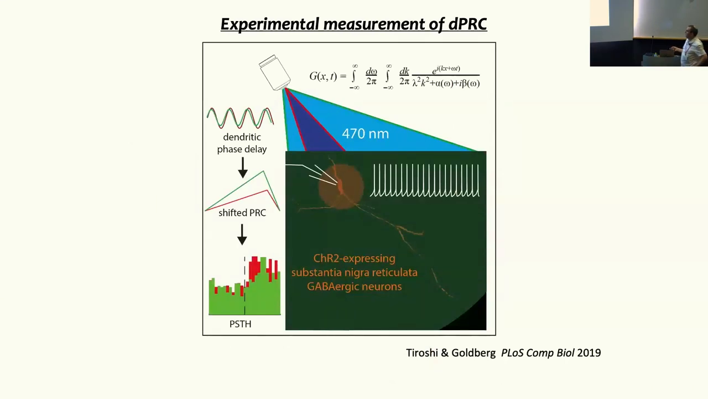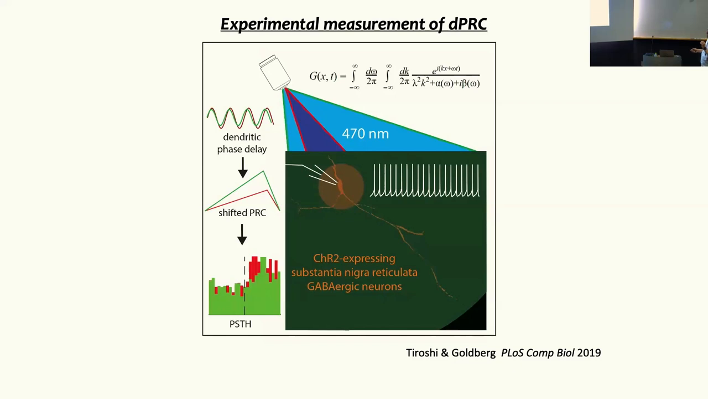Okay, so we also recently developed a method, not perfect, to measure these dendritic phase response curves. We couldn't do a lot better than this. We patched a neuron that expresses channelrhodopsin, an ion channel that depolarizes the cell when you illuminate it with blue light. We would have liked to light specific points, and I first tried that with two-photon excitation of channelrhodopsin. It didn't work for various reasons, so we settled for something like this.